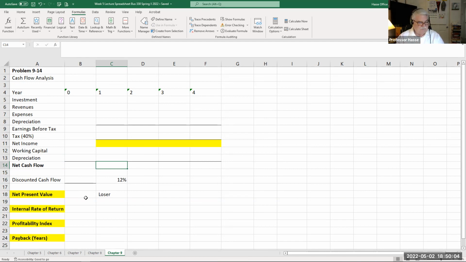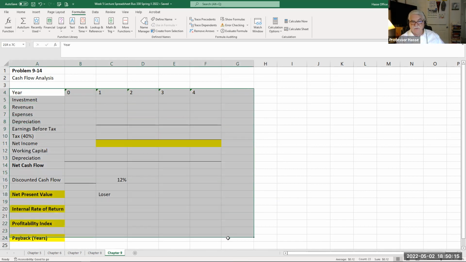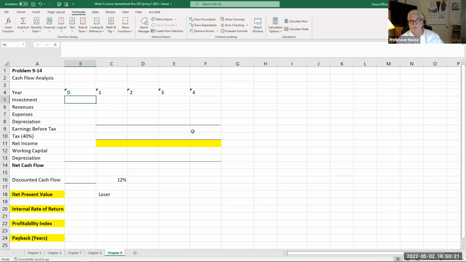That'll be a good thing to do. If you don't do that, that's fine. Watch my video on Friday as we walk through this. You're going to be having a problem in your assignment number 3 where you have to do a problem just like this. Determine the depreciable life, the investment, the cash flow, and the 4 analysis. This is what assignment 3 is all about.